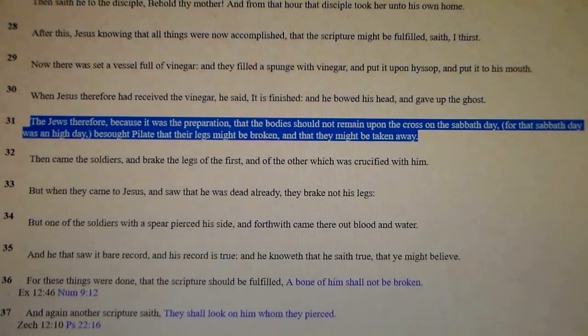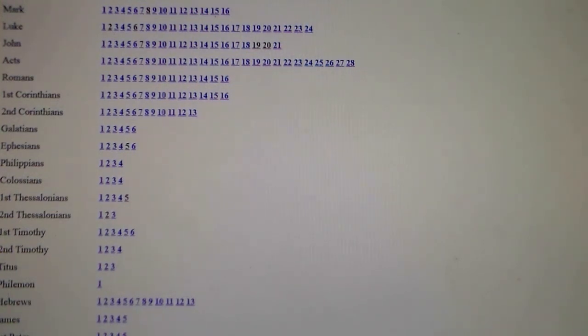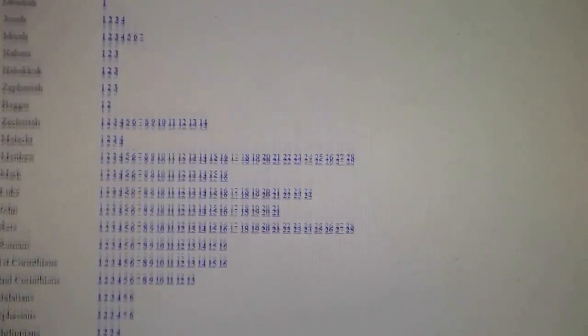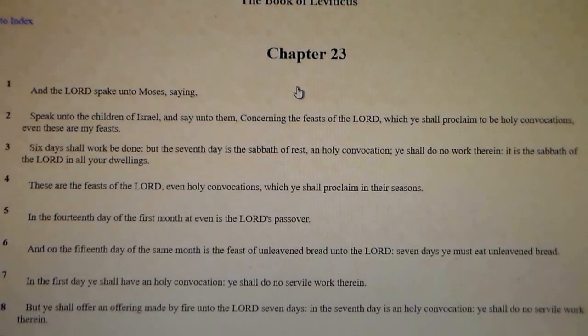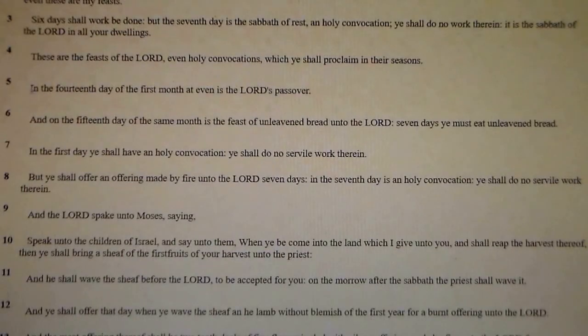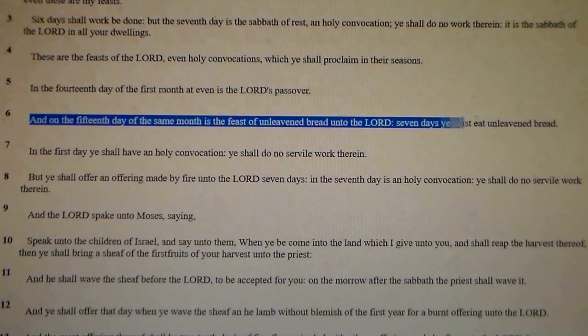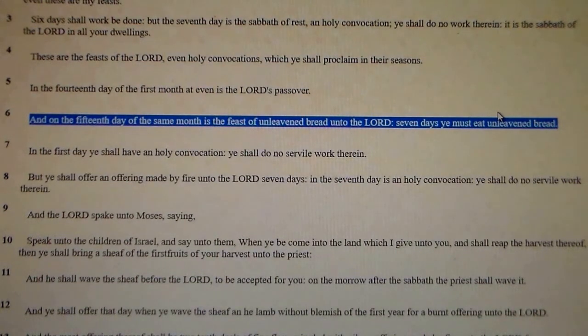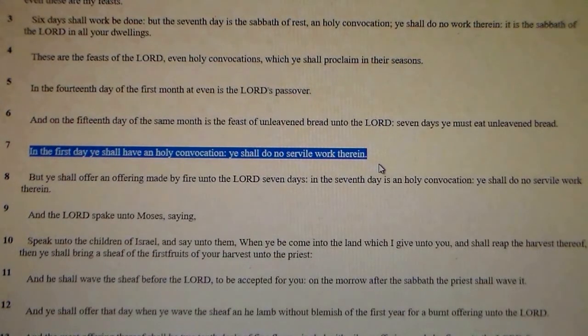You know, because as we read there, the Bible tells us here in the book of Leviticus chapter 23, Leviticus 23 and verse 5 through 7. It says, in the 14th day of the first month at even is the Lord's Passover. The 15th day, it says, of the same month is the feast of unleavened bread unto the Lord. Seven days you must eat unleavened bread. And it says, the first day you shall have a holy convocation. You shall do no servile work therein.